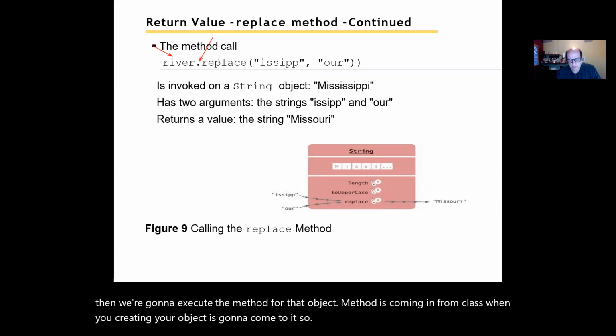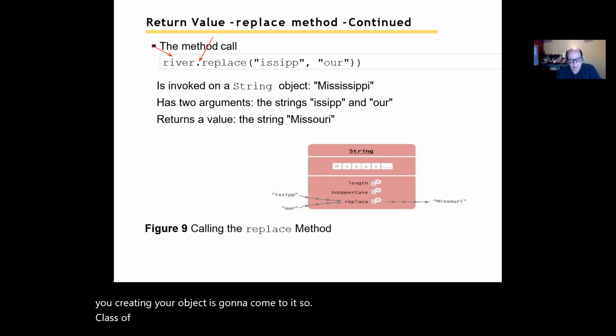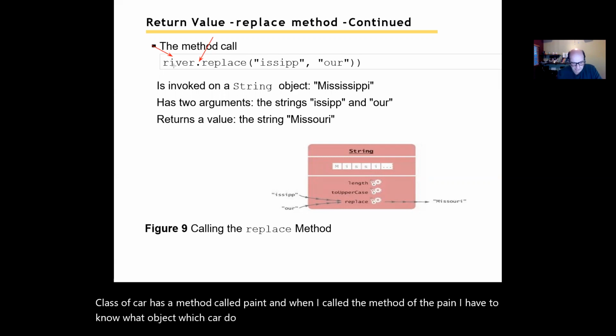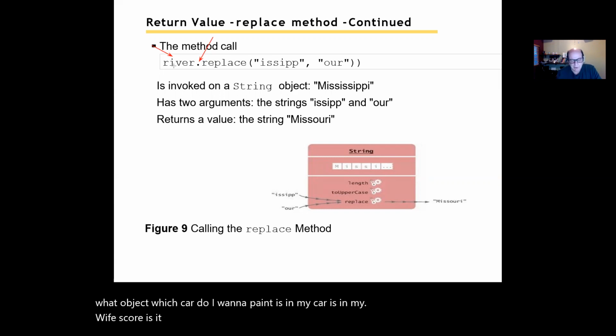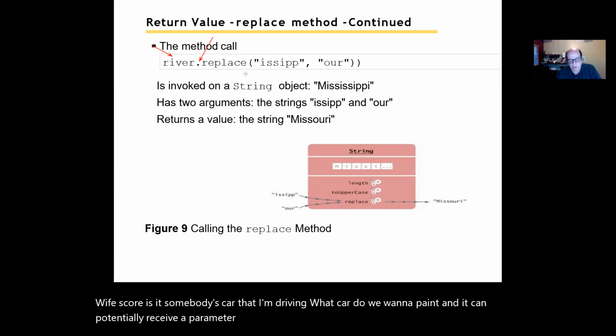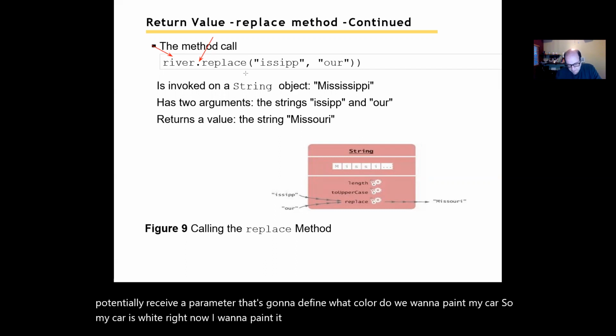The class of car has a method called paint, and when I call the paint method, I have to know which object, which car do I want to paint? Is it my car? Is it my wife's car? Is it somebody's car that I'm driving? What car do we want to paint? And it can potentially receive a parameter that's going to define what color we want to paint my car. So my car is white right now. I want to paint it yellow. So that can be done on the object of the car that I have.